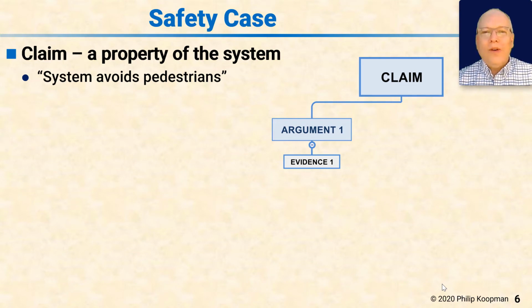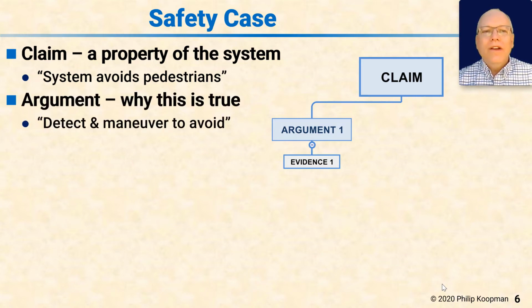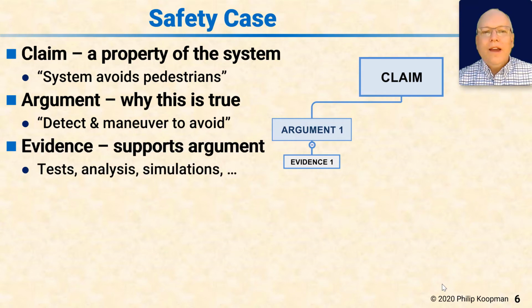One is a claim or a goal, such as system avoids pedestrians. That would actually be a subset of all the claims, but it's an example. There's an argument why this is true. For example, we plan to detect and maneuver to avoid pedestrians, and some evidence. You can't just argue, you have to have some evidence behind the argument. The evidence might be tests, analysis, simulations, various things.